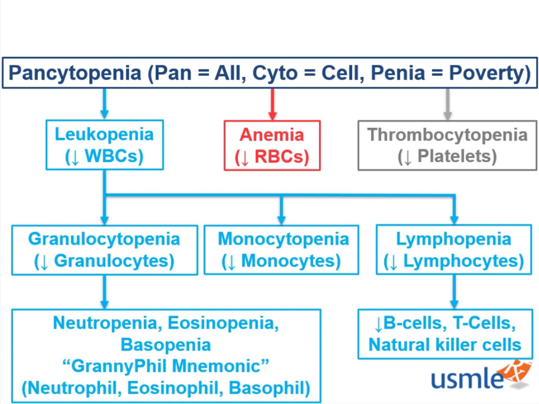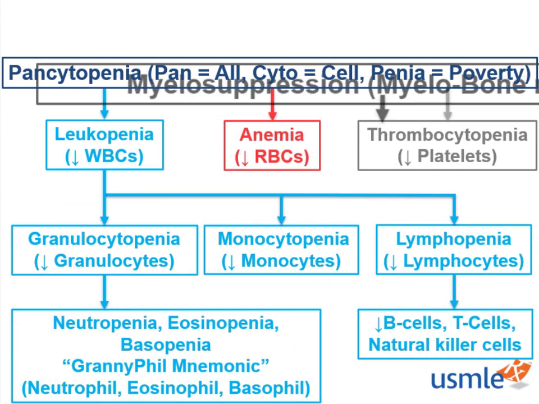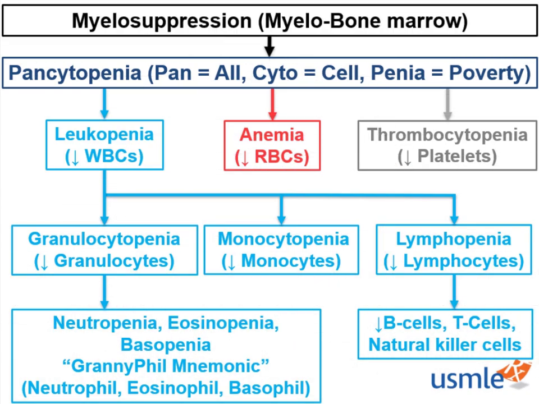While there are many etiologies of leukopenia, anything that causes myelosuppression can lead to pancytopenia. Myelo refers to bone marrow. With all of these cell lines originating from the bone marrow, any cause of myelosuppression can result in pancytopenia. In terms of leukopenia, myelosuppression mainly results in granulocytopenia and monocytopenia.